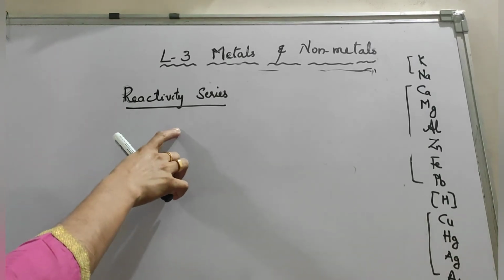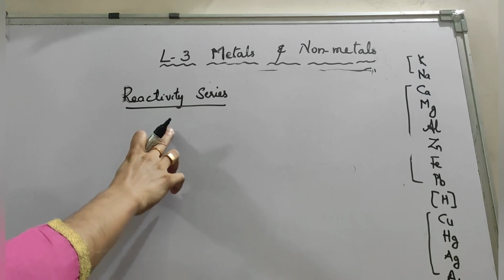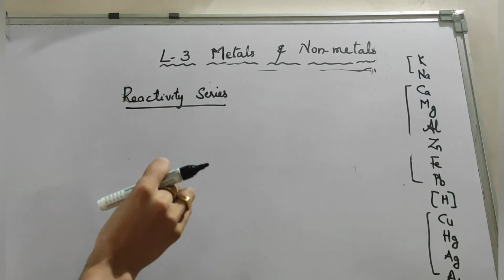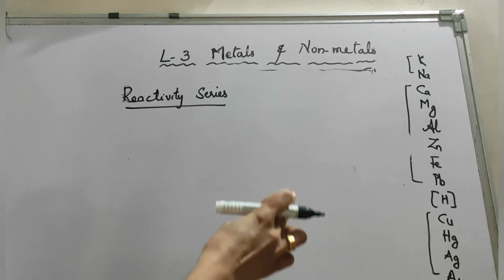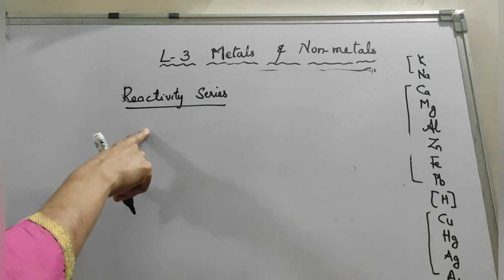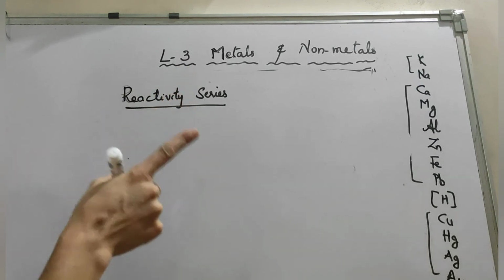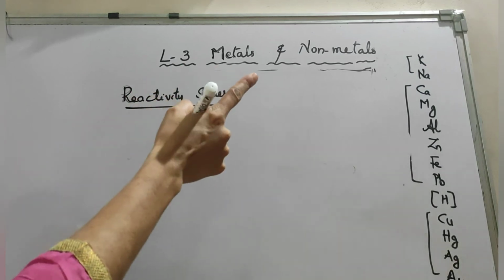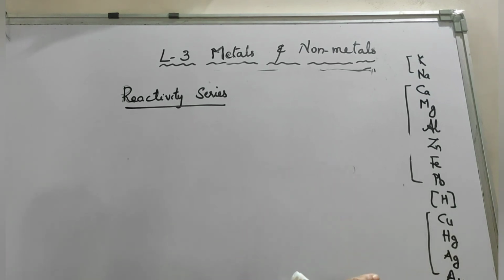Next, the reactivity series. How can you define the reactivity series? The reactivity series is a list of metals arranged in the order of decreasing activity, that means decreasing from top to bottom. That is known as the reactivity series. It is potassium, sodium, calcium, magnesium, aluminum, zinc, iron, lead, copper, mercury, silver, gold.